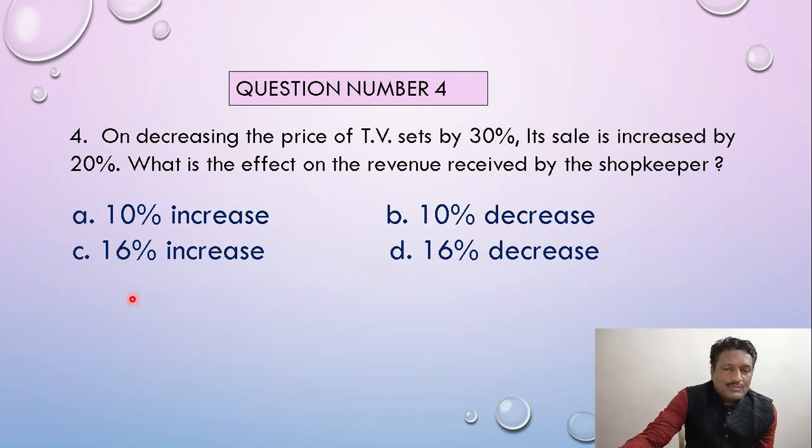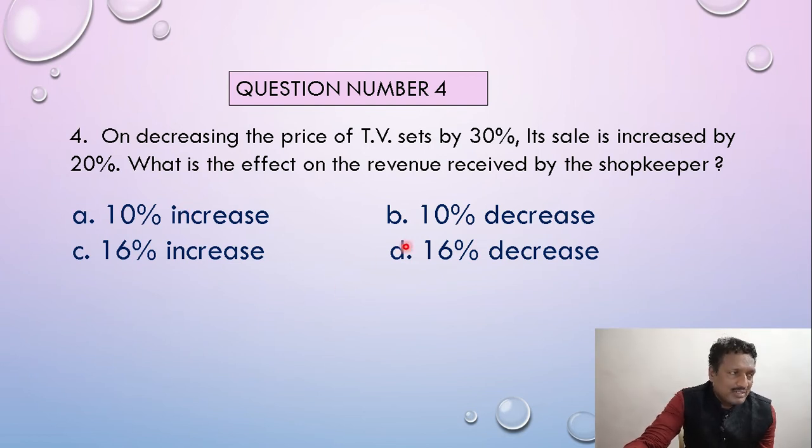So in 70, 100% is equal to 70. They are here increased by 20%. So in 70, if you consider 100% equal to 70, 10% means 7. So 20% means 14. This 14 has increased. So we should add the 14 to the 70.